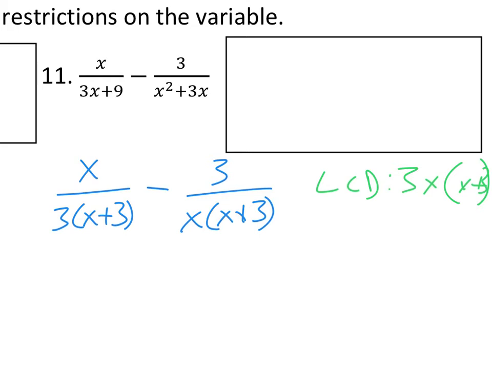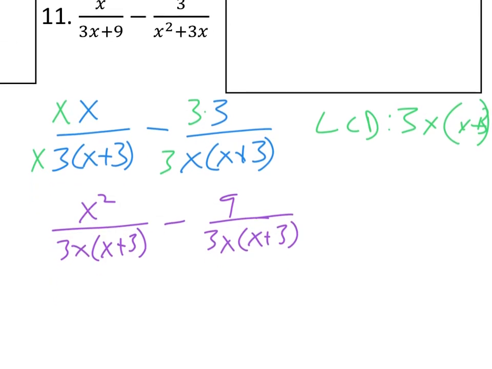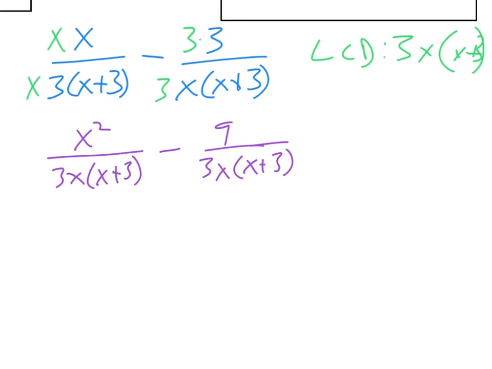Again, we multiply each fraction by what it's missing from that LCD. So this first one is missing an x. Let's multiply top and bottom by an x. And the second one is missing a 3. Let's multiply top and bottom by a 3. We end up with x squared over the 3x times (x plus 3) minus 9 over the 3x times (x plus 3). So now those denominators match, and we are prepared to combine the numerators.